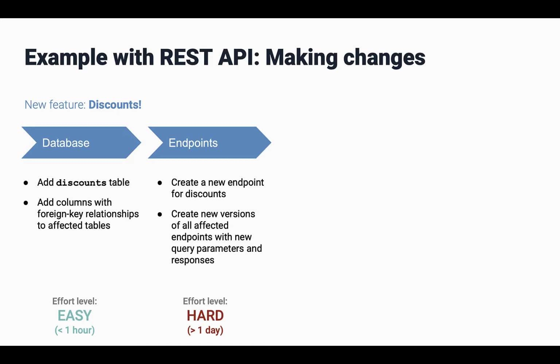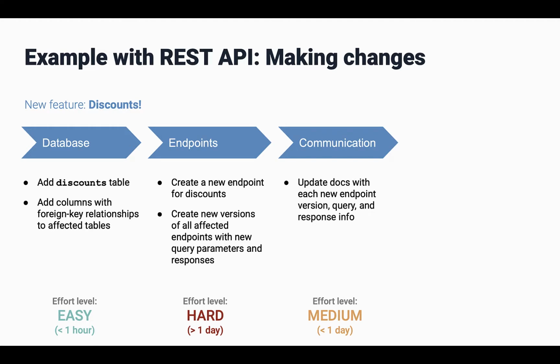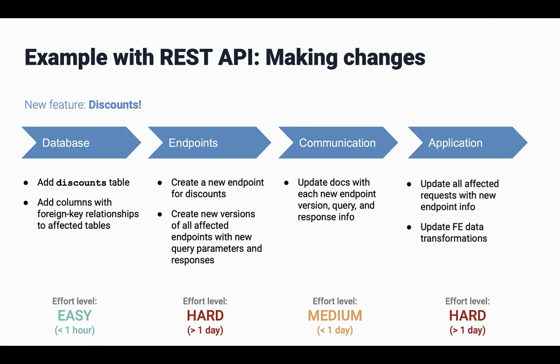Then, we'll need to create a new endpoint for discounts and update every other endpoint affected by the change. Each component will require a new version, and any new fields or parameters need to be added. All of these changes must be documented completely and correctly in order for other engineers to use them.